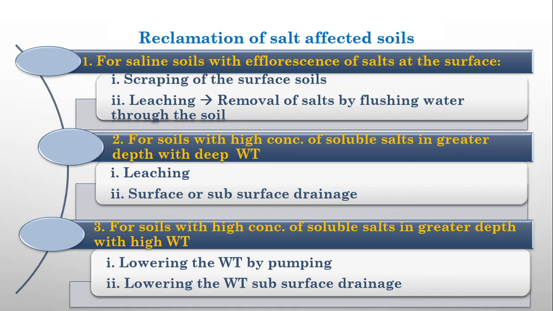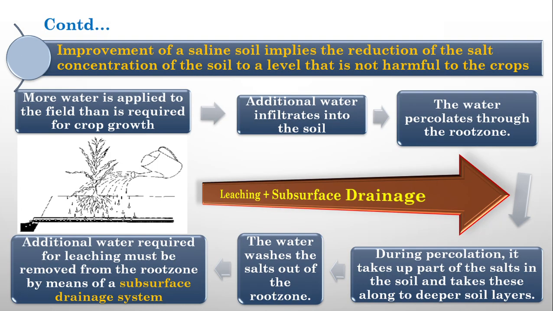Out of these, leaching is a very common method. So we will see what leaching and subsurface drainage are. After leaching we have to provide a subsurface drainage system. So this is the procedure of leaching. The improvement of saline soil is mainly done by means of leaching. So we'll see what leaching is.